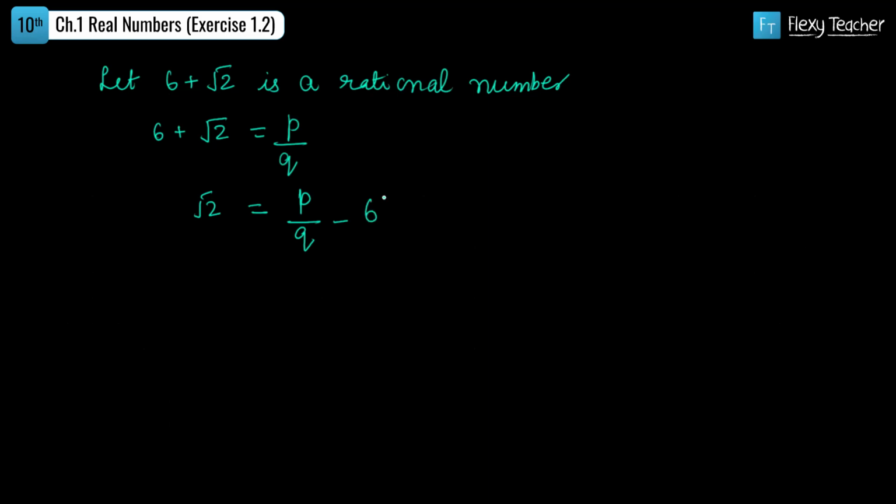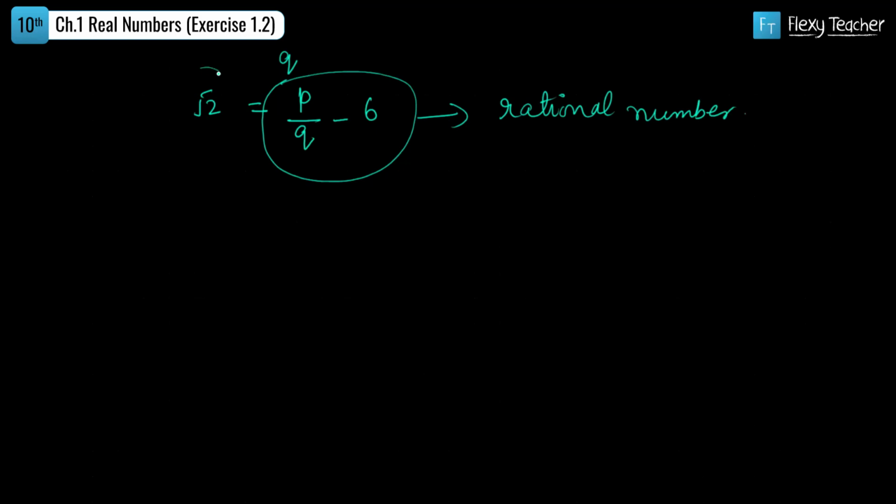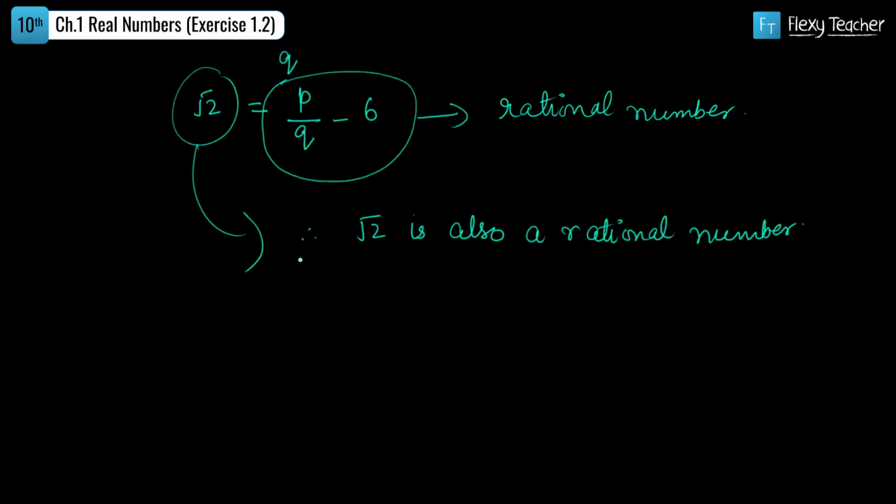minus 6. Okay. So since P और Q इंटीजर्स हैं, हमने 6 उसमें से रिमूव किया, तो ये जो एक पार्ट बना है लेफ्ट हैंड साइड का, ये हमारा एक रैशनल नंबर ही बन गया. ओके. अब ये रैशनल नंबर है, तो रूट 2 ये भी एक रैशनल नंबर हो गया. Therefore under root 2 is also a rational number, which is false.